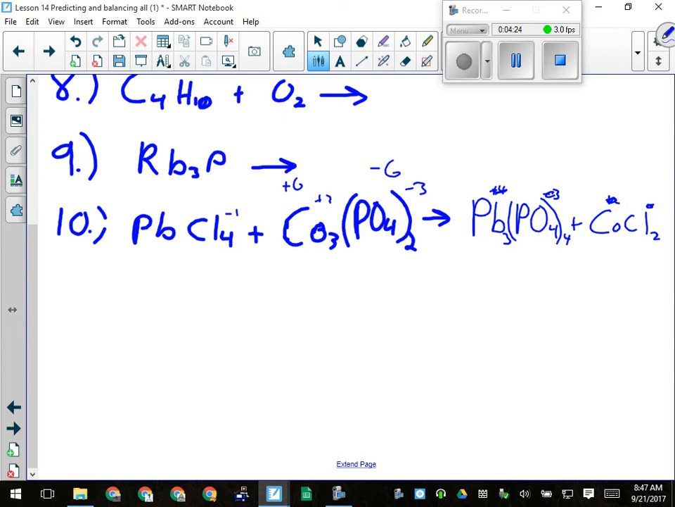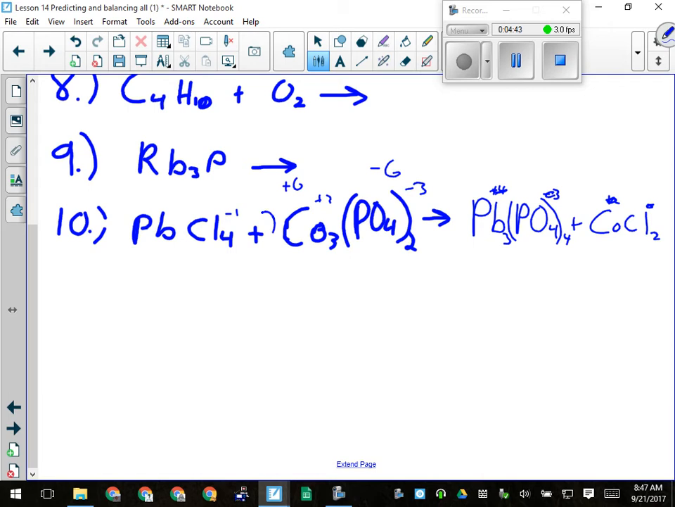Generally we start with what's present in the largest number. That could be chlorine or phosphate. It doesn't really matter which one we go with. I'm going to go with phosphate, just because I've got a feeling about it. So I've got 4 phosphate over here. I only have 2 over here. So what do I need to put here?